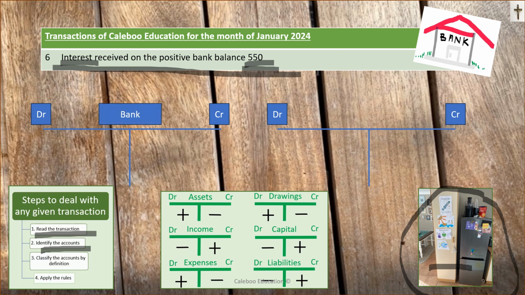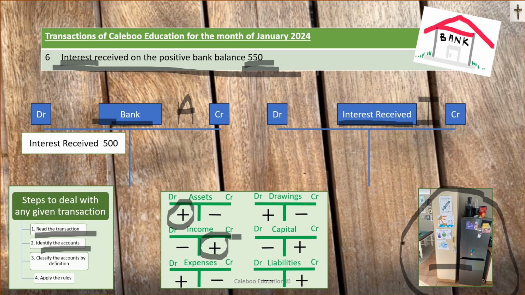So the two accounts involved, bank, okay, and we're going to call this account interest received. You might call it interest on current account, interest on savings account, depends what type of bank account you have. Now the bank balance, bank is an asset, the bank balance will increase by 550. Interest received is income to the business. The income has increased by 550, and the rule says credit the income account, which is interest received.